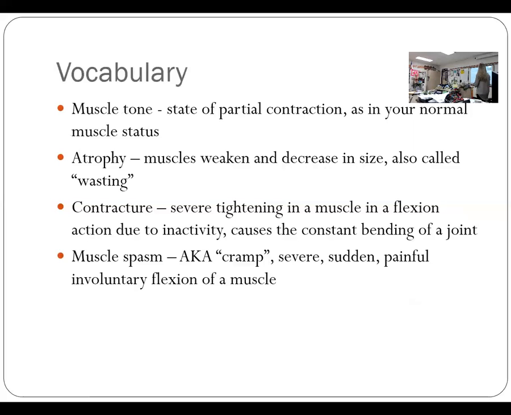Contracture. So severe tightening in a muscle and a flexion due to inactivity. So it causes their joints to constantly be bent because that muscle will harden that way. It can just tense up and kind of harden that way to the point that you cannot move their arm. I mean, it would break their bone. That's how strong those muscle contractions can be.